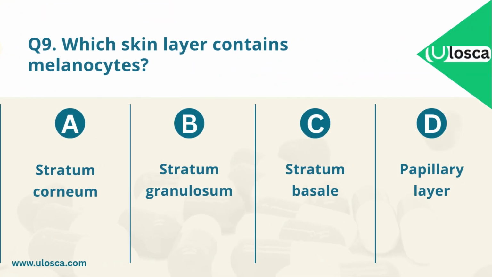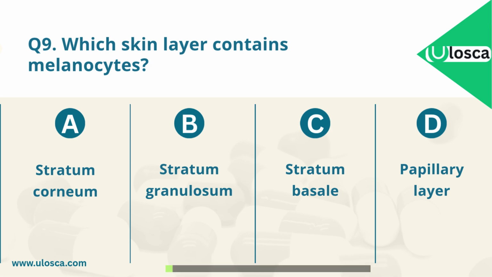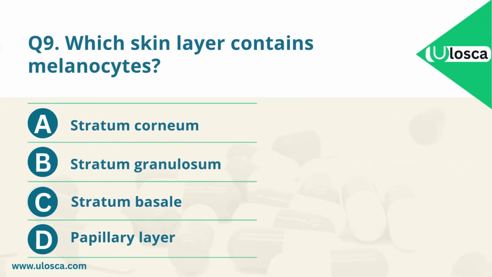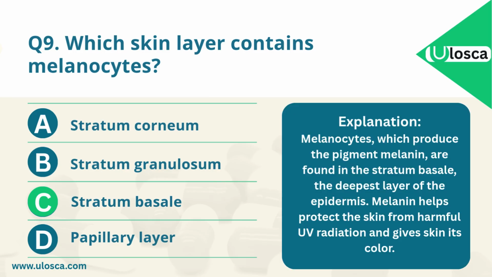Question 9. Which skin layer contains melanocytes? A. Stratum corneum. B. Stratum granulosum. C. Stratum basale. D. Papillary layer. Which one is the correct answer? The correct answer is C. Stratum basale. Explanation: melanocytes, which produce the pigment melanin, are found in the stratum basale, the deepest layer of the epidermis. Melanin helps protect the skin from harmful UV radiation and gives skin its color.